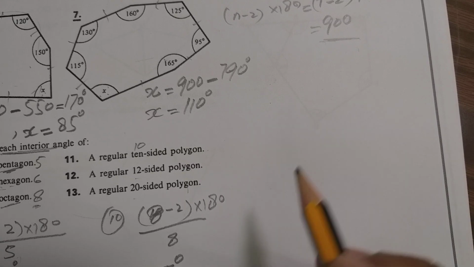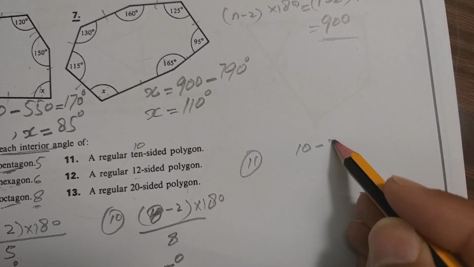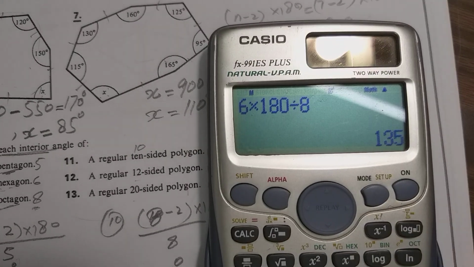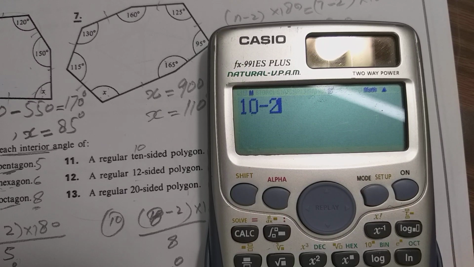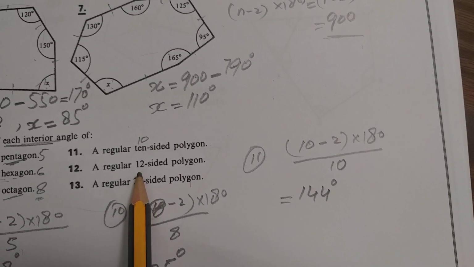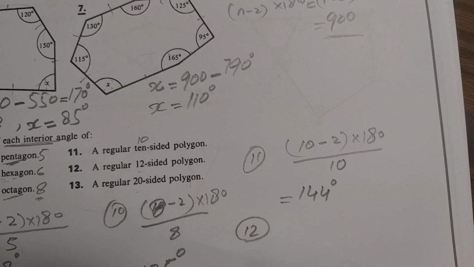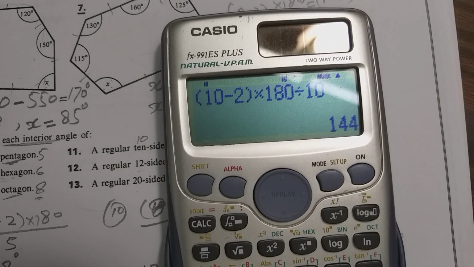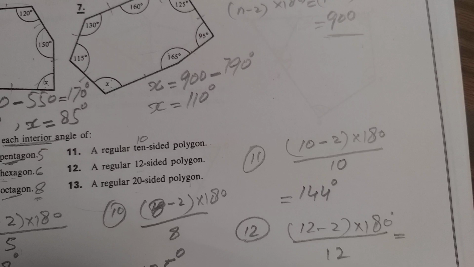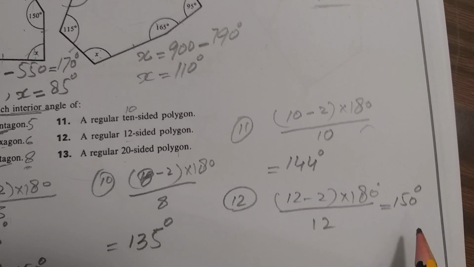Now for the 10-sided polygon, it means 10 minus 2 times 180 divided by 10 for each angle. So 10 minus 2 equals 8, times 180 divided by 10, 144. It means in a 10-sided polygon, each angle equals 144 degrees. You can find the next question also, which is 12-sided: 12 minus 2 times 180 divided by 12. So each angle in a 12-sided polygon is 150.